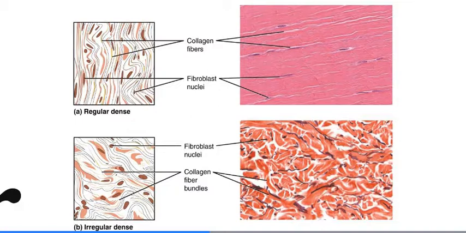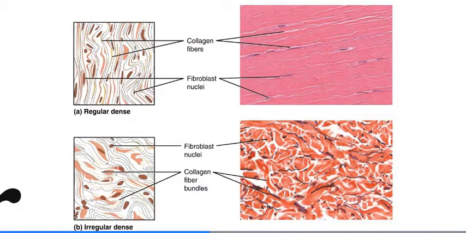Regular is parallel fibers, and irregular is fibers just all sorts of different directions and angles and crossing over each other. The reason for that: both of these types of tissue serve a similar purpose, which is to absorb tensile stretch. Regular connective tissue is found in places where it's a very linear tension, and irregular is when tension can be applied in random directions, all different directions.